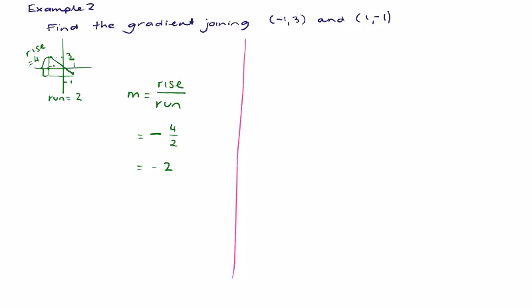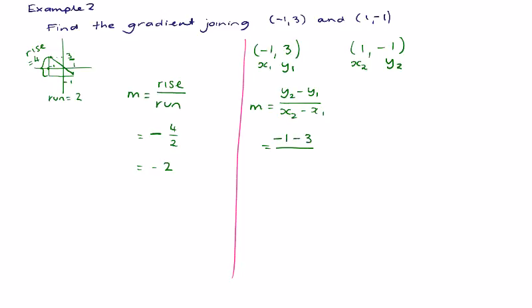Let's look at it using the formula. (-1, 3) and (1, -1). Label your points. That's my first x value, that's my first y value. This is my second x, this is my second y. As with everything, write the formula. Substitute in. You've got to be careful with this formula if you've got negative coordinates that you substitute in correctly.